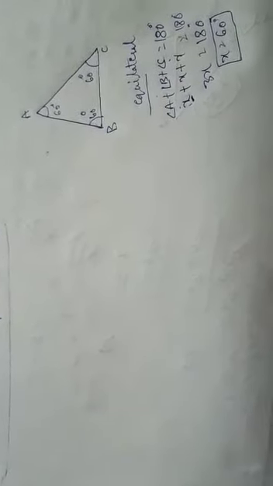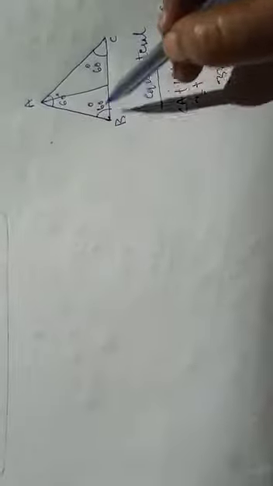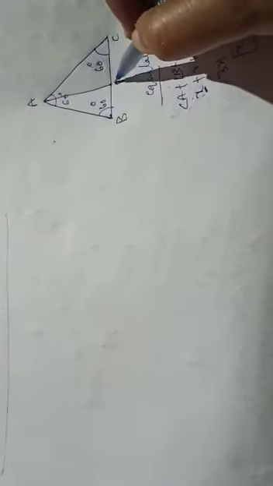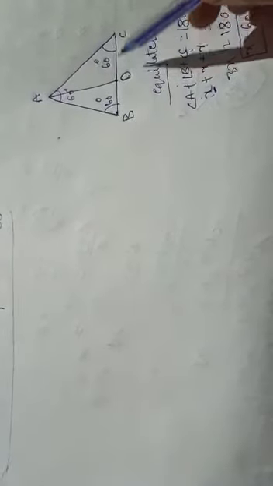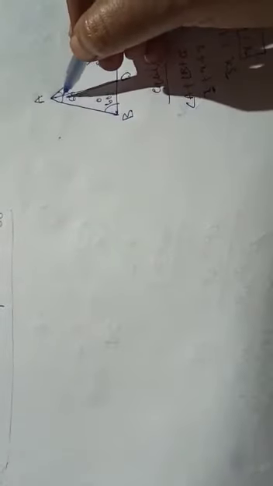Let's draw the angular bisector. This point is D. Here BD equals DC. And this angle is 30 degrees. This angle is 30 degrees.